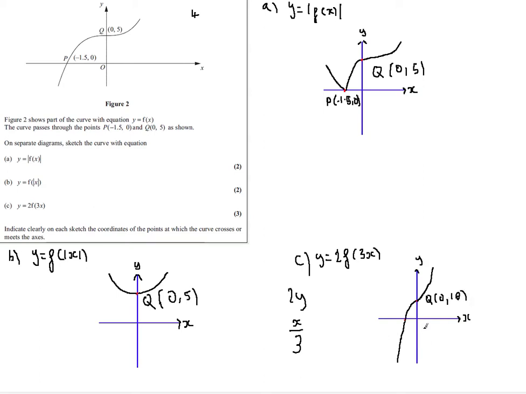For the P value, I'll just write it here. Well, minus 1.5 divided by 3 is minus 0.5. And 0 times 2 is 0, so we have minus 0.5, 0.